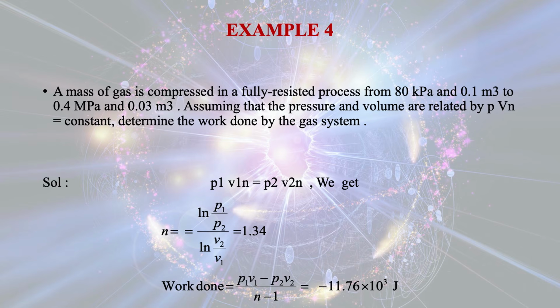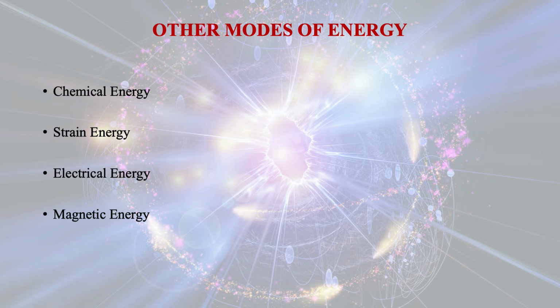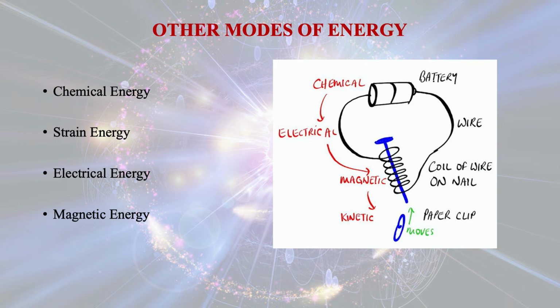That comes out to be 1.34, and if you put the value of n in the final expression, then we can calculate the work done, that is equal to minus 11.76 kilojoule. Again we are getting the value negative because the work is done onto the system. Now there are other modes of energy, that is chemical energy, strain energy, electrical energy and magnetic energy. And here you see a very interesting diagram where there is a battery.